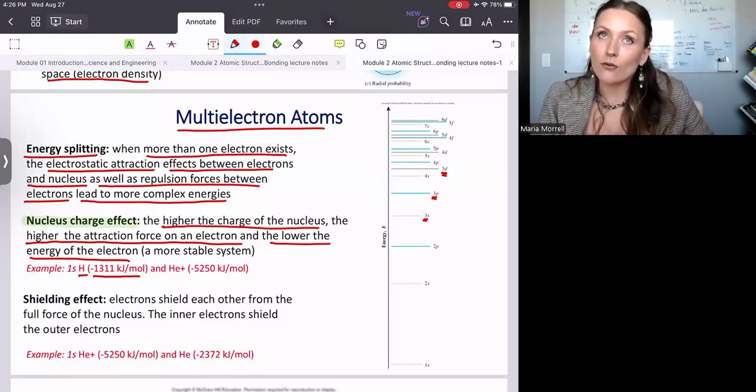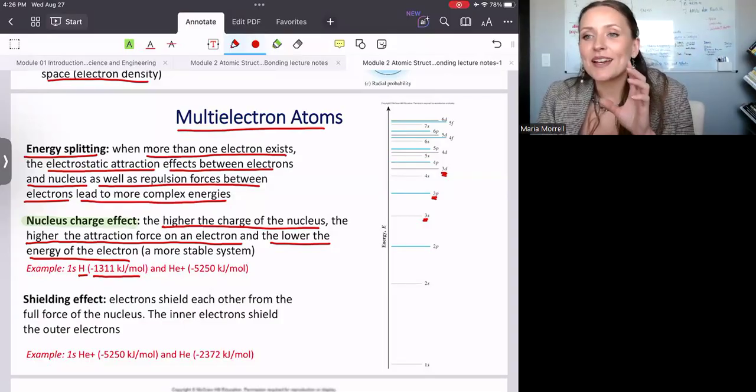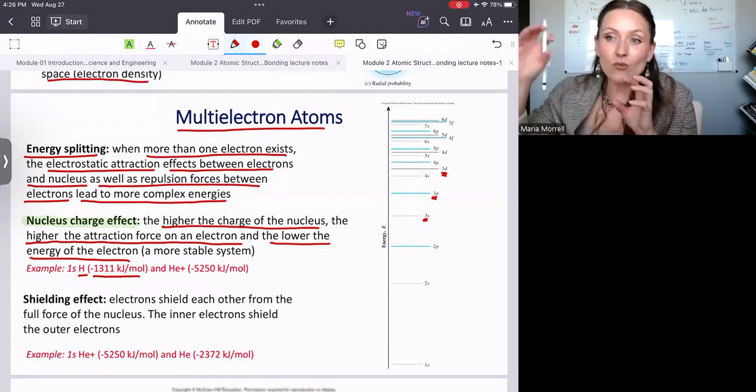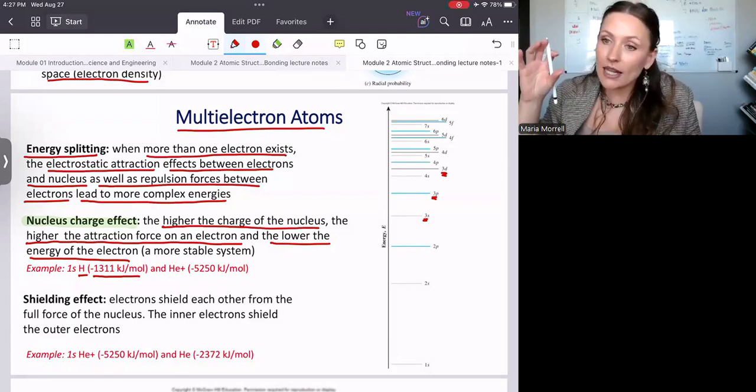So that means that my hydrogen only has a proton in the center and has one electron, right? Then this is the energy of that electron, negative 1300.